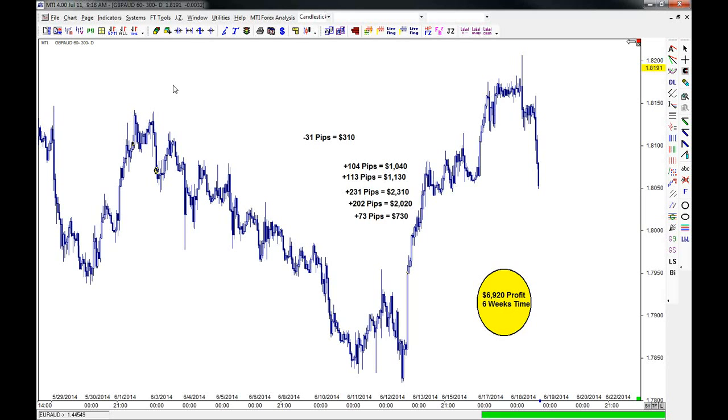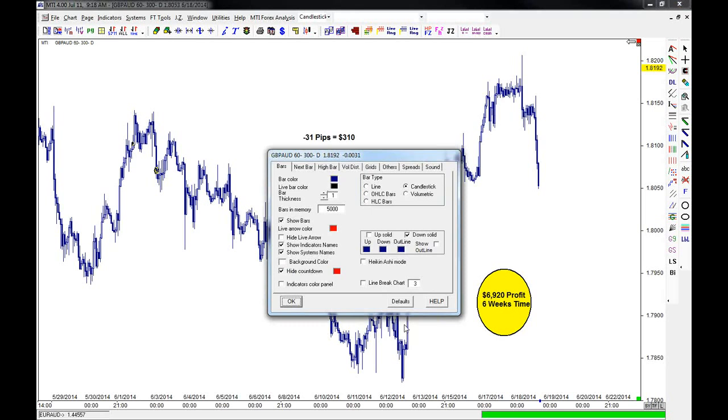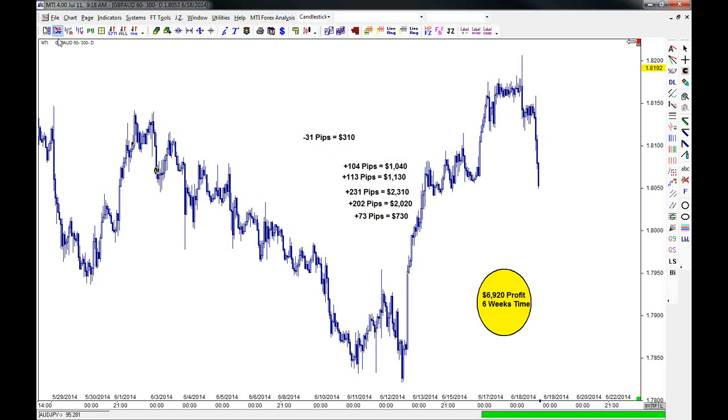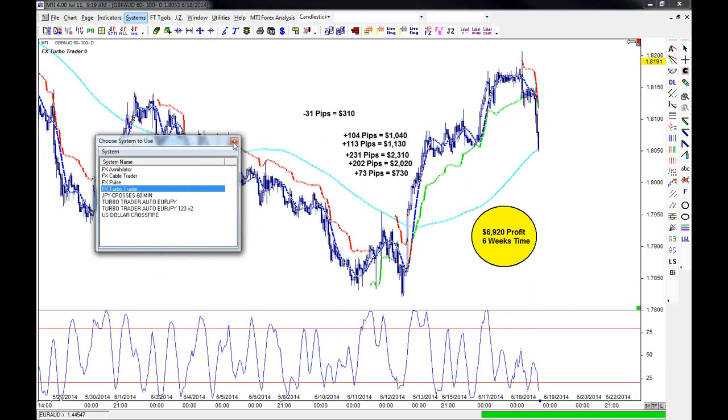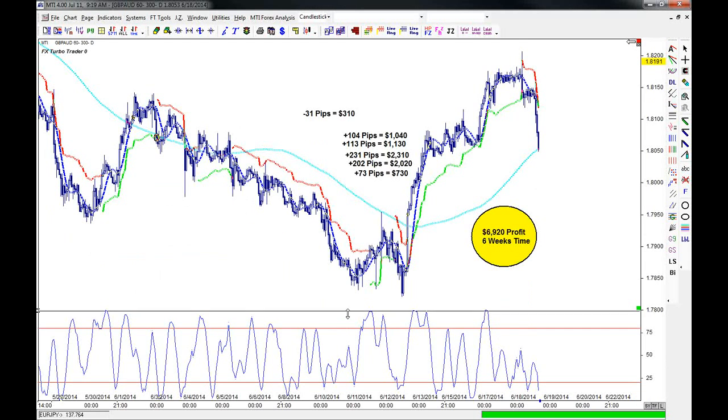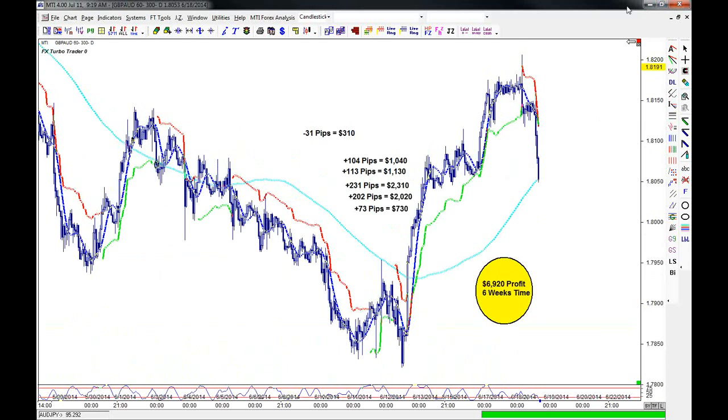So, guys, that's the power of systems. You have to understand that systems do work, but you have to understand that MTI systems are proprietary to MTI, and these were actually developed by the FX chief himself. And so, once again, let me add this back on and take a look. What would that do for you? Just shy of $7,000 in 6 weeks' time.